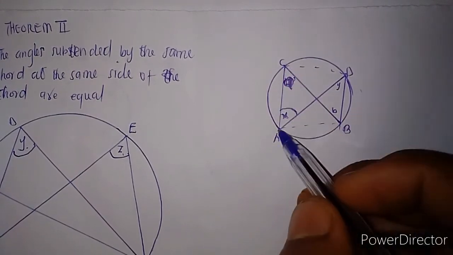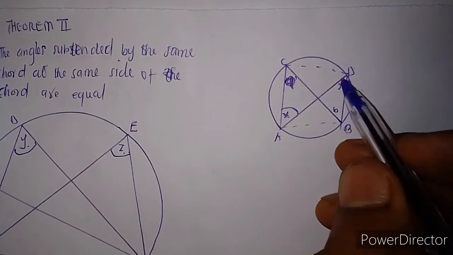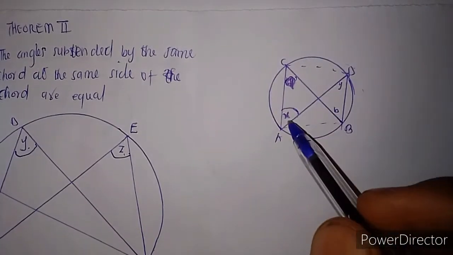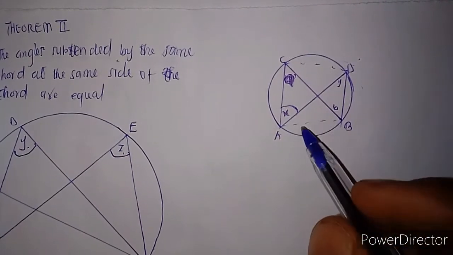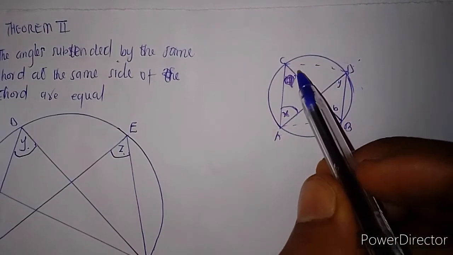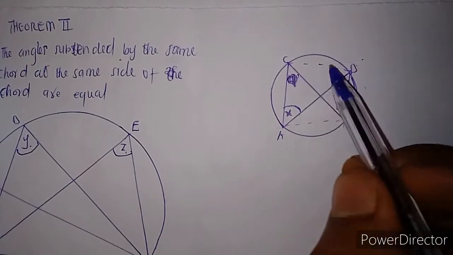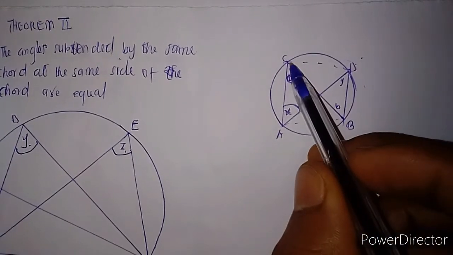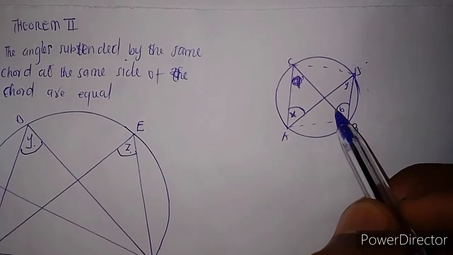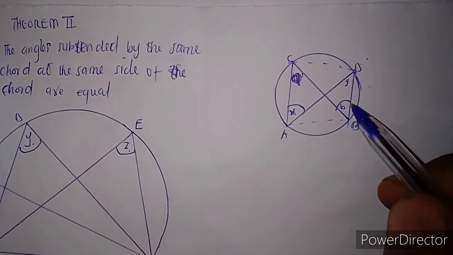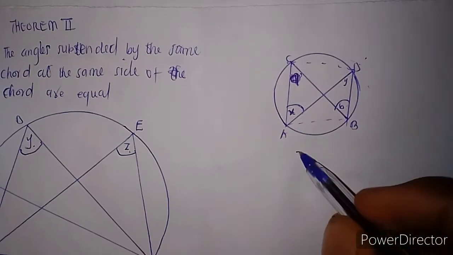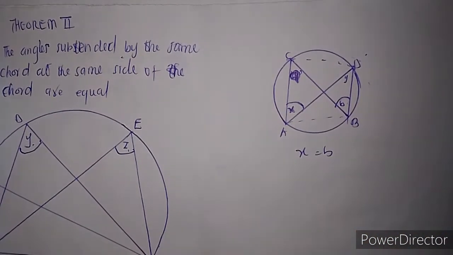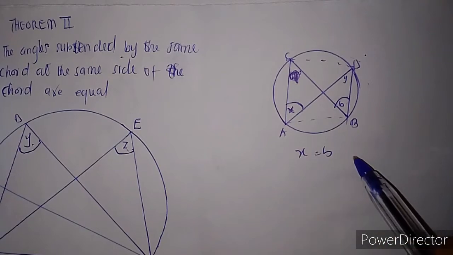This chord called CD, understand? Chord CD is making this x. Chord CD is forming this angle x. So we proceed to find another angle being subtended by the same chord. This chord CD, if you can observe, is subtending B again. You understand? This B, and then this one. So we say x is equal to B, okay?